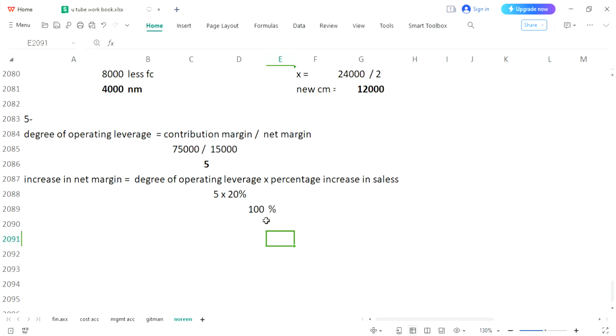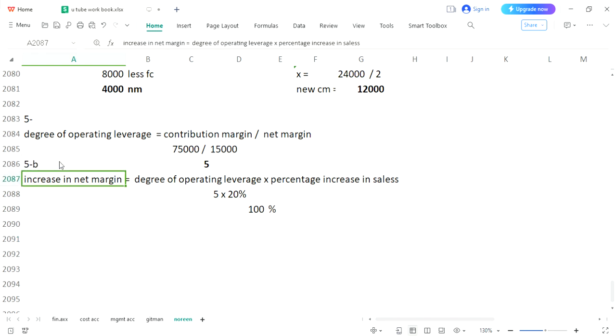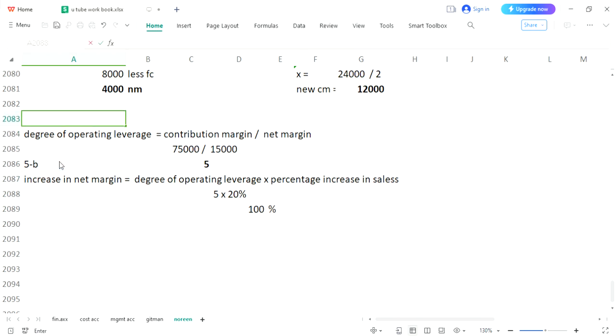I am willing to let you do a practical thing, and we will make two income statements, one old and one new. With a 20% change in sales, our net margin should increase by 100%. I'm just willing to prove it, though in the question you are not needed to do that. 5B is here, and that's enough. Your question has ended, and you do not need what I am going to do over here.